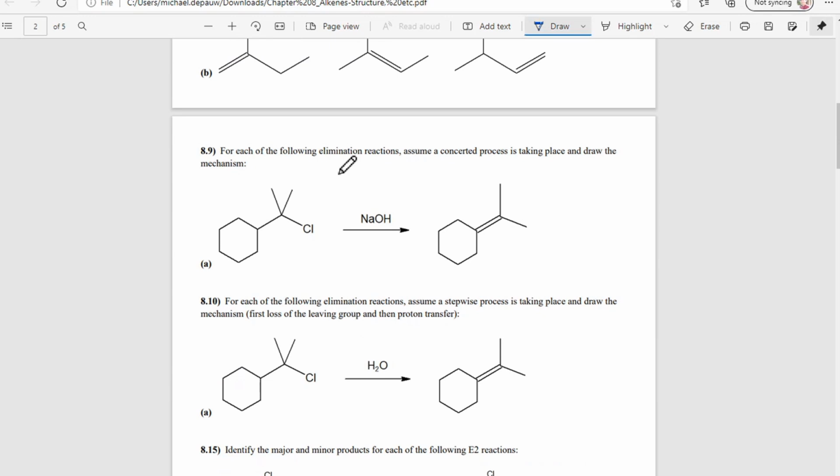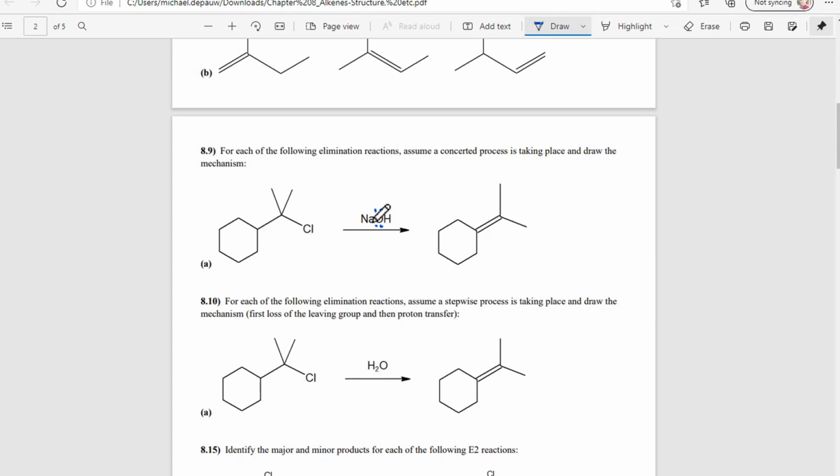Now, it says for each of the following elimination reactions, assume a concerted reaction is taking place and draw the mechanism. In this case, it's only referring to this one reaction. Normally, when we talked about substitution reactions last time, the chlorine is a good leaving group, and it's in a tertiary position, so it could leave on its own.